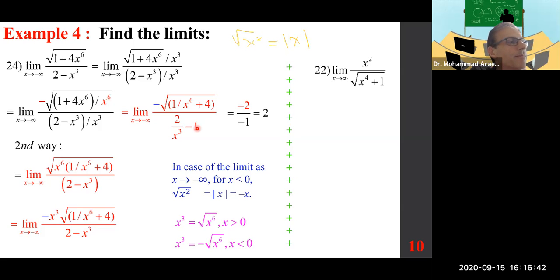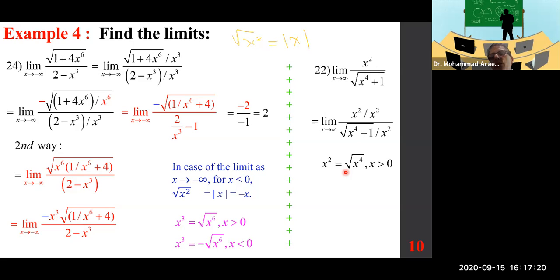Positive 2. However, I want you to look at number 22 and see the two of them next to each other. And I want you to go over this page at least a couple of times to distinguish between 24 and 22. In 24, x is approaching infinity. So I can divide by the highest degree term in the denominator. Please understand square root of x to the power of 4 is x squared. So I can divide by x squared. And x squared is the same as square root of x to the power of 4 because x is positive.